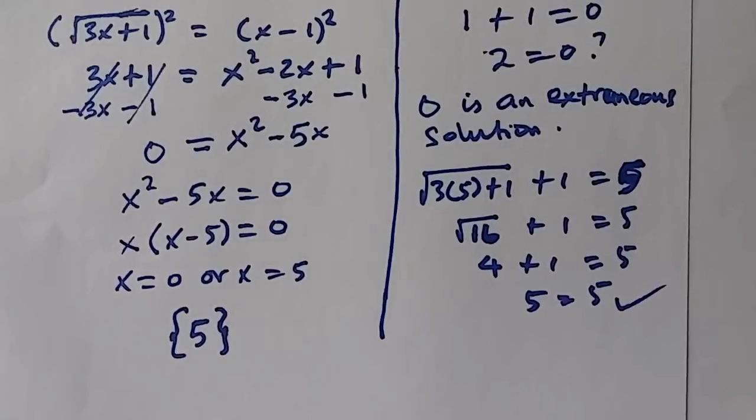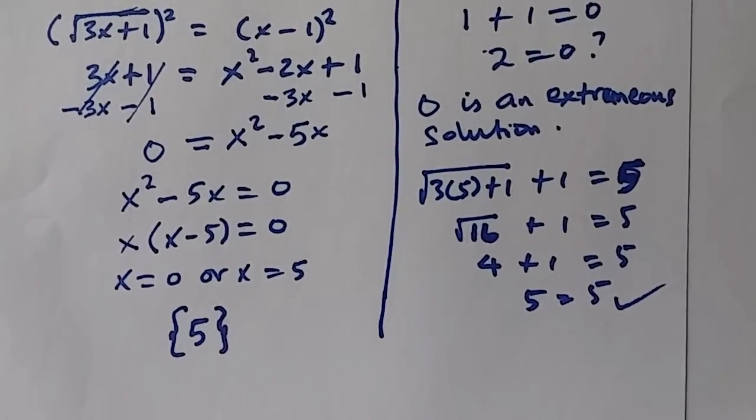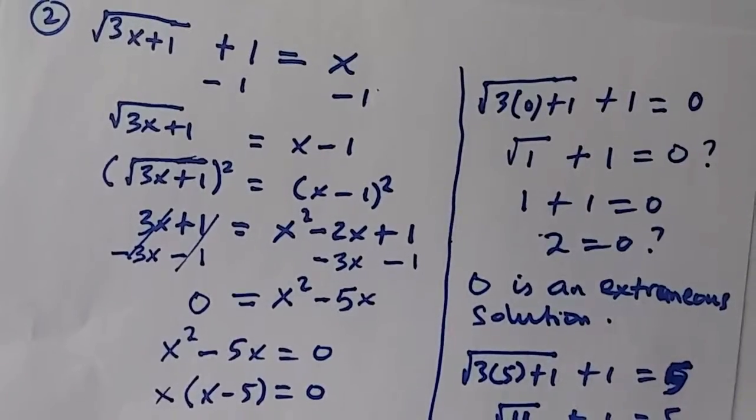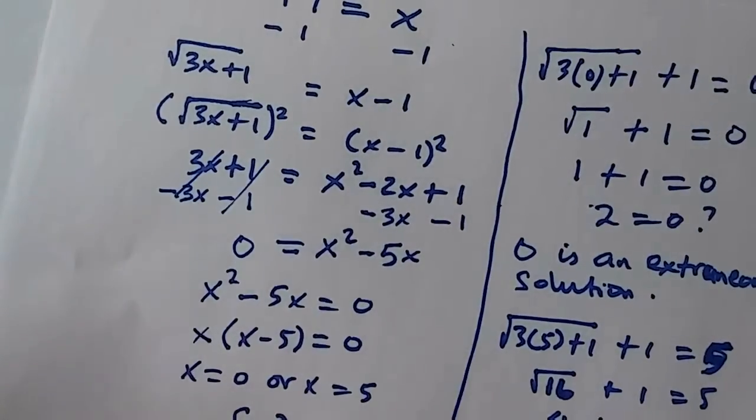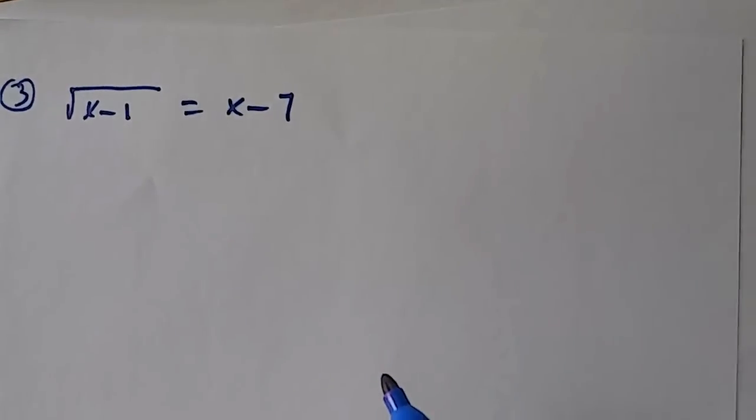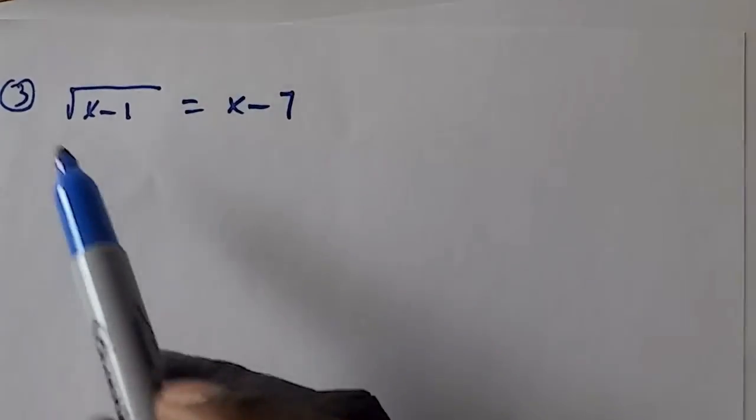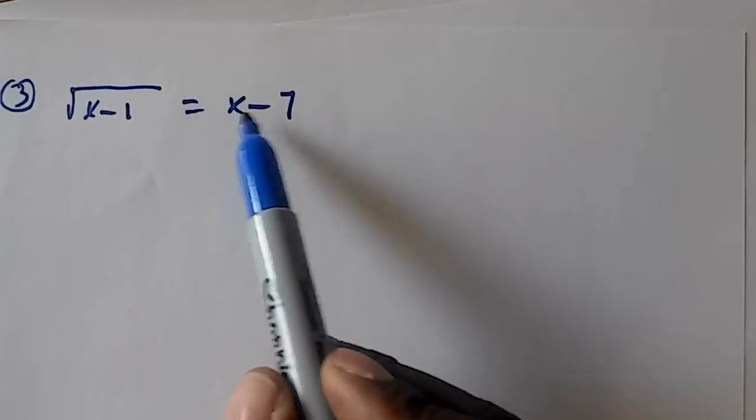Okay, here is another example. I think we need to do 2 more examples. Where is the example? Okay, I pause. Okay, here is another example. Square root of x minus 1 equals x minus 7.